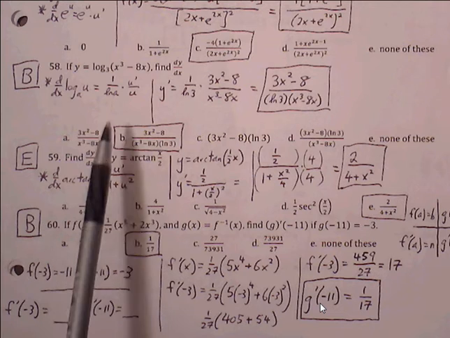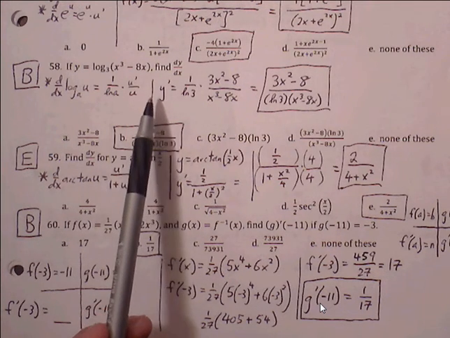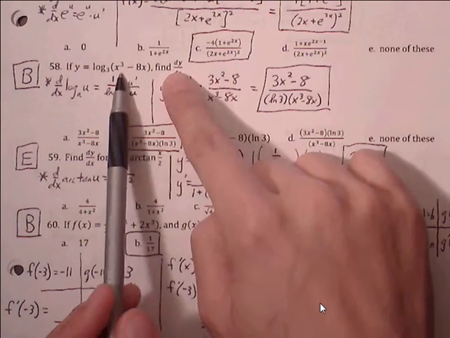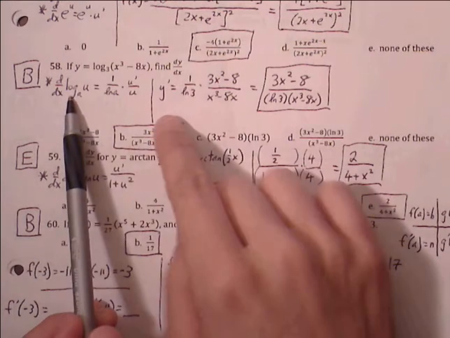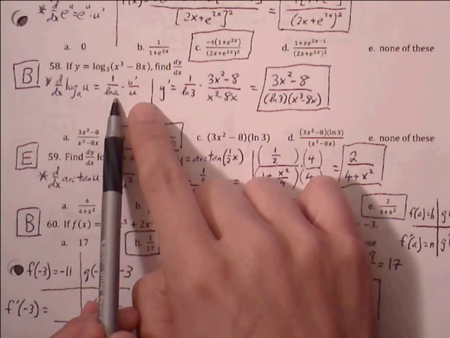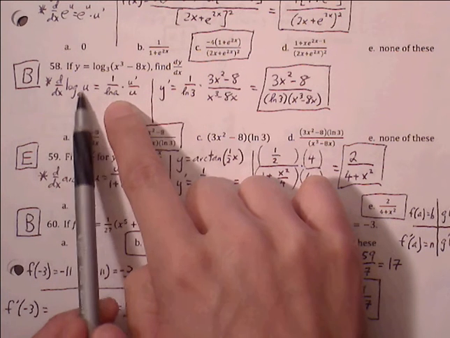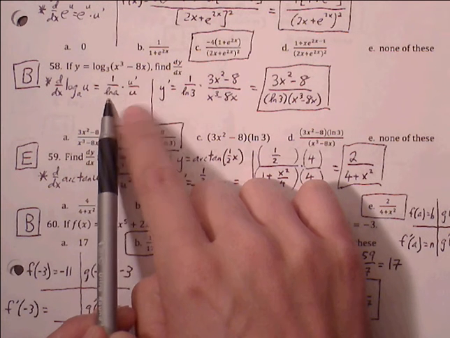58. If y equals log base 3 of x cubed minus 8x, find dy over dx. So we have a rule for log base a. The rule for log base a is 1 over natural log of a times u prime over u. So essentially it's the same as natural log of u. We just have to go through this bit of a conversion with this 1 over natural log of a.